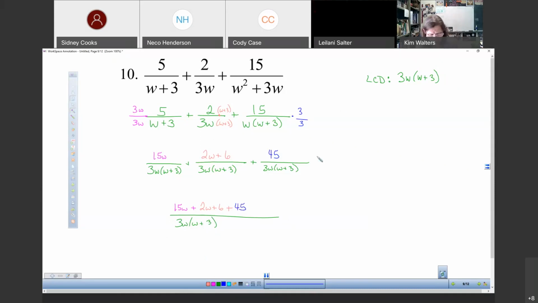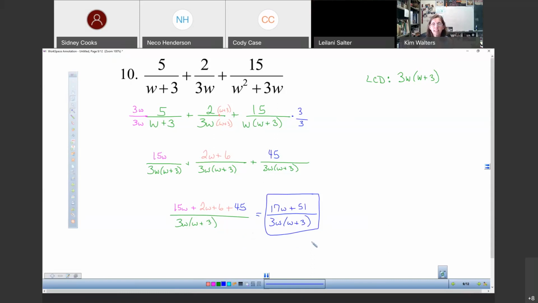And I can collect together my like terms. And so my fraction answer still has a 3W, W plus 3 in the denominator. 15 plus 2 gives me 17W. And 6 plus 45 gives me 51. And that is my final answer. Ooh, maybe not. Anybody know anything I could do to this one? I can actually simplify this one further. This is kind of exciting. We don't see this very often.